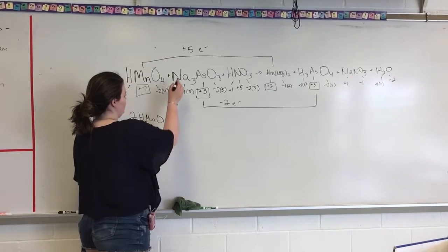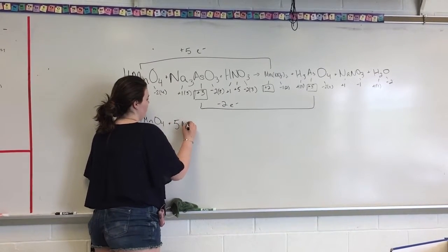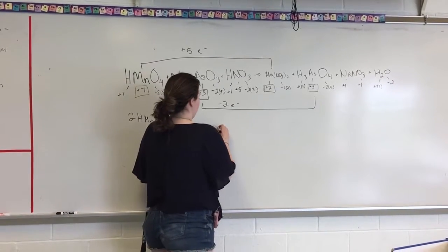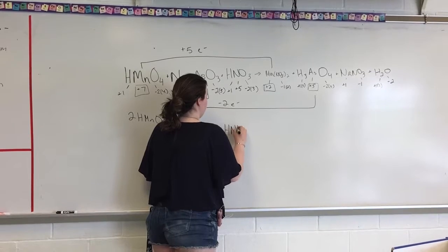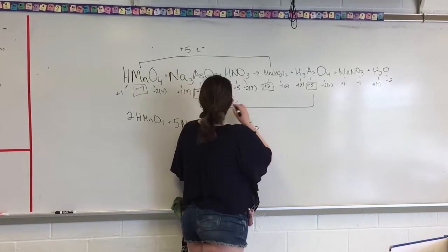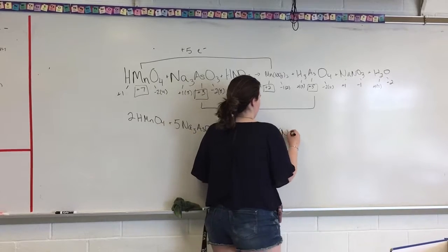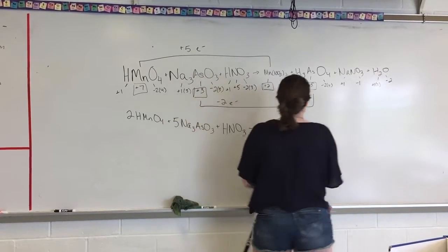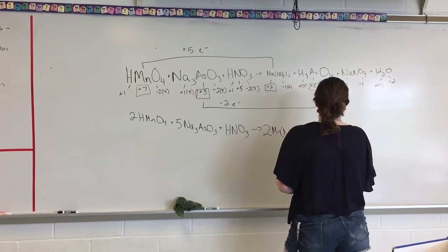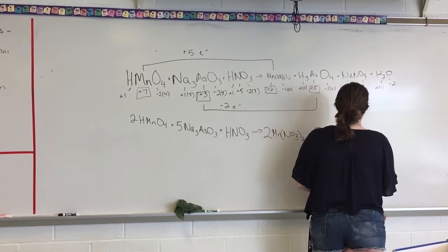2HMnO4 because you multiplied this whole molecule by 2. And then you'd have 5Na3AsO3. And you wouldn't change the HNO3 because the oxidation numbers didn't change in that. And then once again, you'd have 2 NO3 plus 5H3AsO4 plus NaNO3.